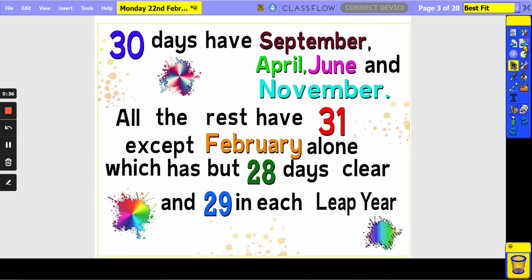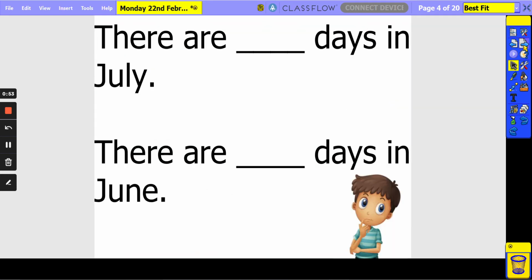So our first question. 30 days have September, April, June, and November. All the rest have 31 except February alone, which has but 28 days clear and 29 in each leap year. So our first questions are, there are how many days in July and there are how many days in June? Press pause now and work it out, and then press play when you are ready.